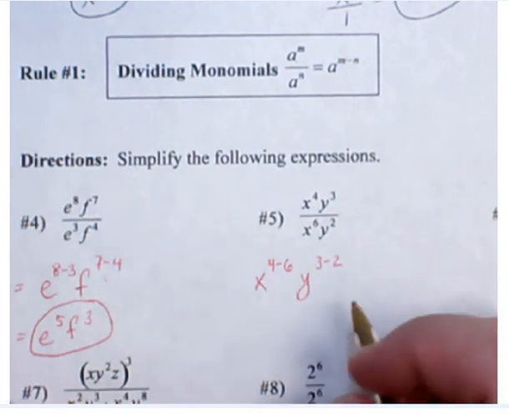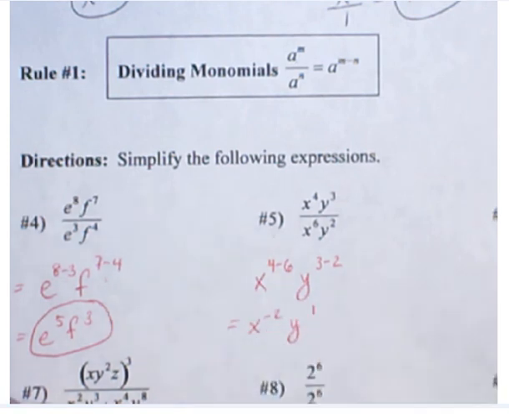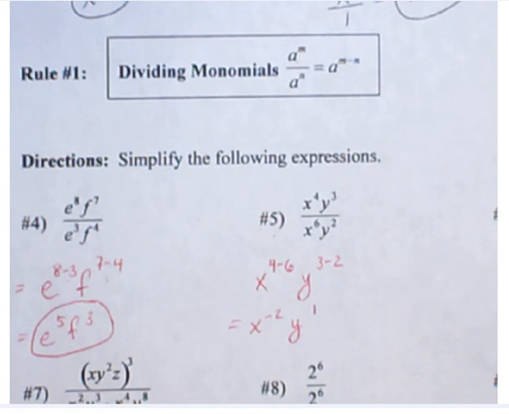Now what happens here, we get x to the negative 2, and then y to the positive 1. Now there's a problem with this. This is not a simplified answer. We don't leave a negative exponent, or we don't write it as a negative exponent. Well, we had a rule. We talked about this last class.